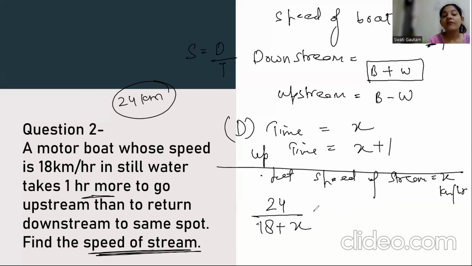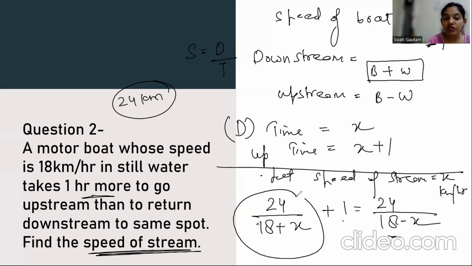Now the upstream is taking 1 hour more than the downstream, right? So the upstream is 24 by 18 minus x, and its time is 1 hour more than the downstream time. Always remember, when the upstream is taking 1 more, you have to add 1 on the downstream side. If the downstream is taking more time, then you have to add 1 on the upstream side. This is the main equation you have formed.